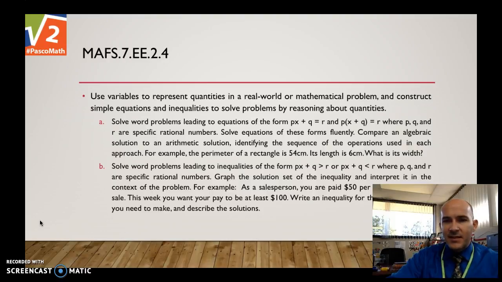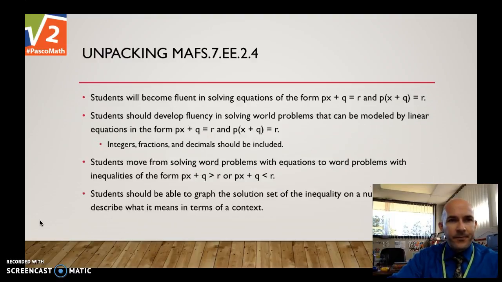So the example they give in the standard is a salesperson, you're paid $50 a week, plus $3 a sale. This week you want to earn at least $100. Write an inequality for the number of sales you need to make and describe the solutions. And so look at the word solutions is plural, meaning there's more than one. So to unpack that a little bit.